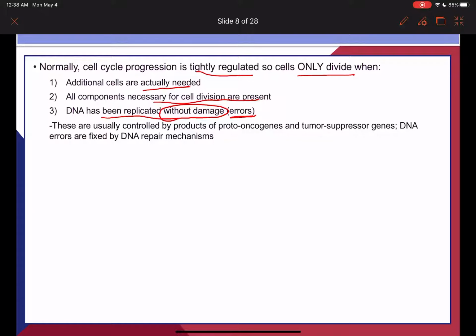And any DNA errors that are present, after cell division or before that, usually can be fixed by DNA repair mechanisms if the person's DNA repair mechanism was functioning correctly, okay?